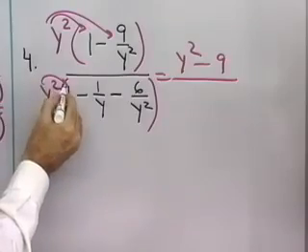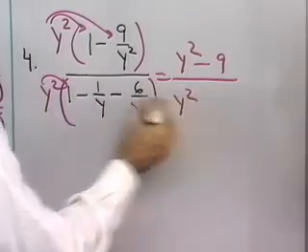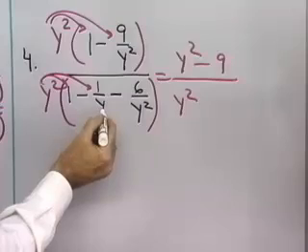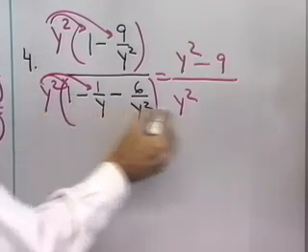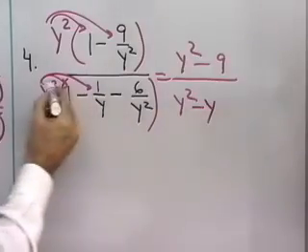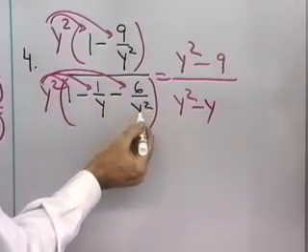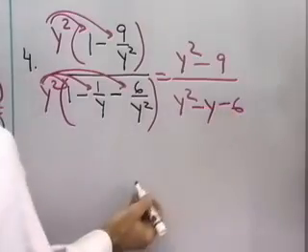Now, y squared times 1 over here is y squared. y squared times 1 over y, that factor of y divides out with one of those two factors of y, leaving me with one factor of y. And y squared times 6 over y squared, just 6.